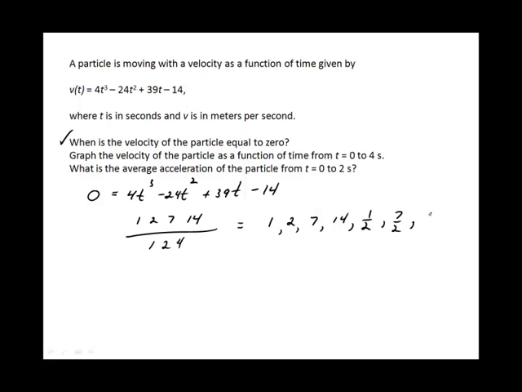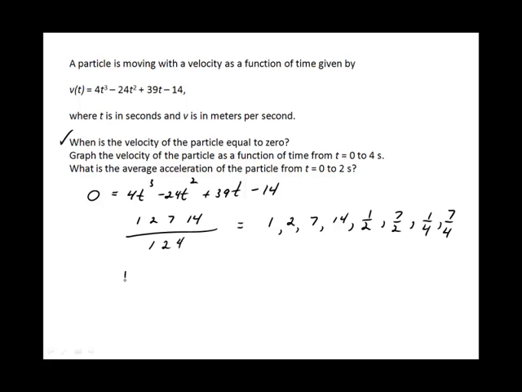And then 1 over 4, 2 over 4, but that's 1/2, and I already have that. 7 over 4, and 14 over 4. But that's 7 over 2, which I already have. So these are all of my possible positive rational roots, and then I could take all the negatives as well. So -1, -2, -7, etc. And then I asked you to use synthetic division to see which of these worked.